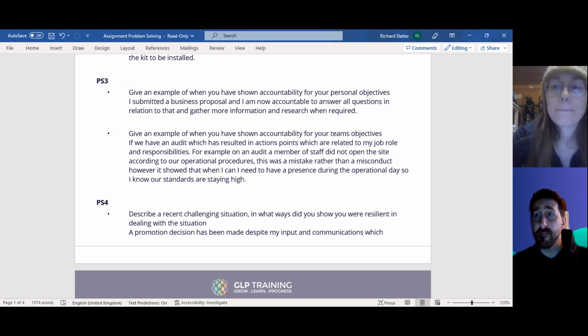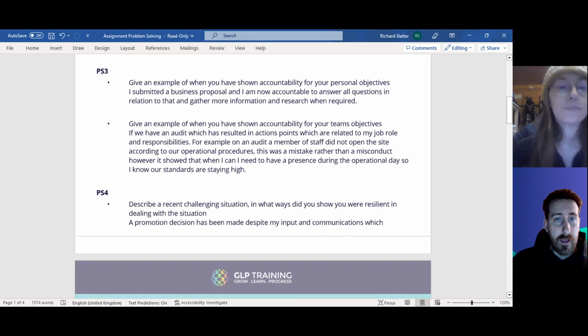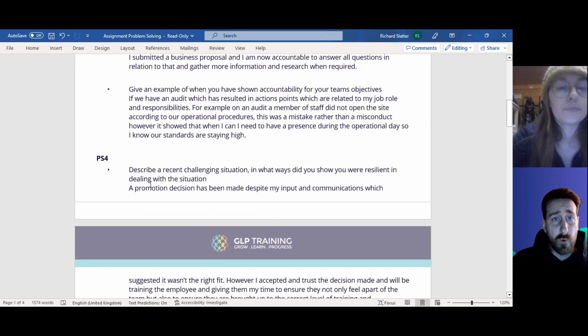Probably on the back of that, you might have then addressed that with that member of staff and made a decision. Do we need retraining on this? Was it literally just one of those things, a one-off? But can they demonstrate competency? So, to fill you with confidence to make sure that it's not going to happen again. Okay. PS4, describe a recent challenging situation and in what ways did you show you were resilient in dealing with the situation?